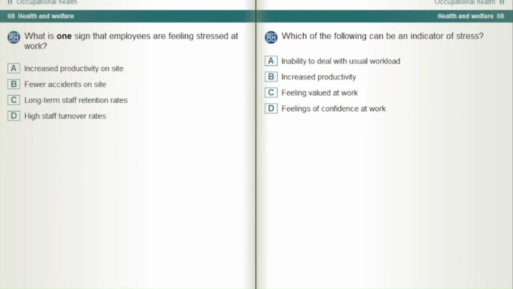What is one sign that employees are feeling stressed at work? Increased productivity on site. Fewer accidents on site. Long-term staff retention rates. High staff turnover rates.